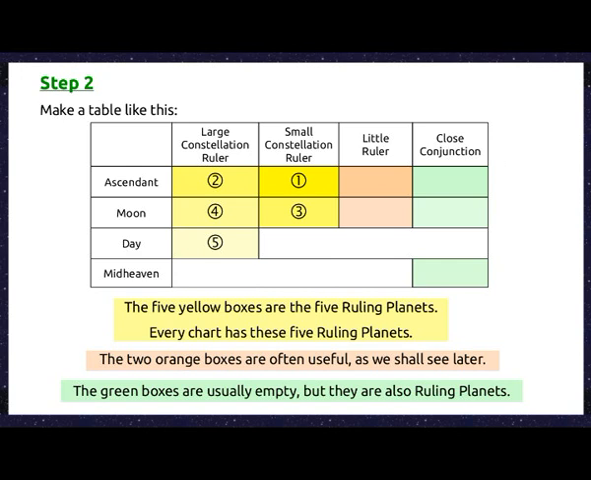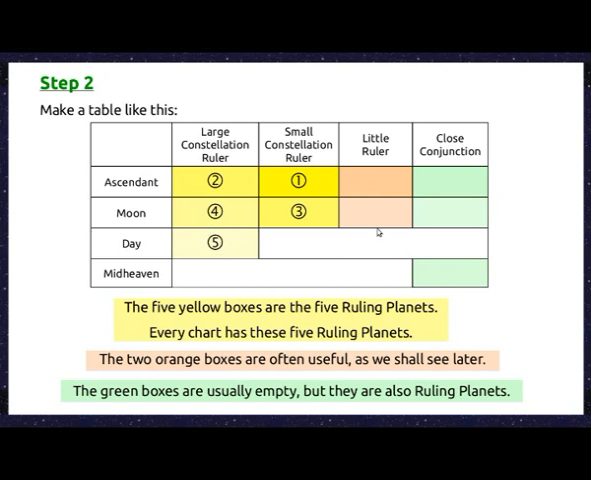Now, the 5 yellow boxes are the 5 ruling planets. Every chart for any moment in time has these 5 ruling planets. They are in order of strength, number 1 through 5. Number 1 here, the small constellation ruler of the ascendant, is the strongest ruling planet at that moment of time. The next strongest ruling planet is the large constellation ruler of the ascendant, and then of the moon, and the weakest ruling planet is the day ruler, the weekday ruler, Monday, Tuesday, Wednesday.